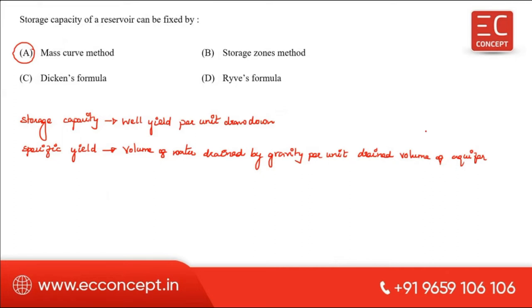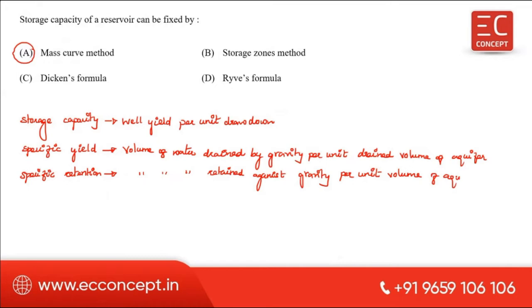Next is specific retention. Specific retention is the volume of water retained against gravity per unit volume of aquifer. So specific retention is the opposite of specific yield.